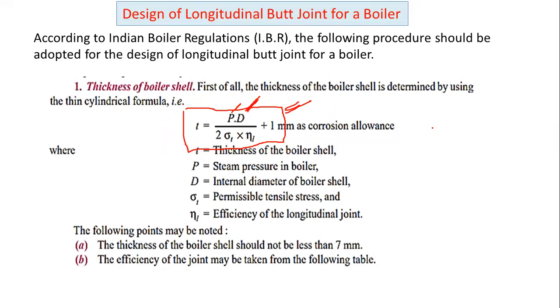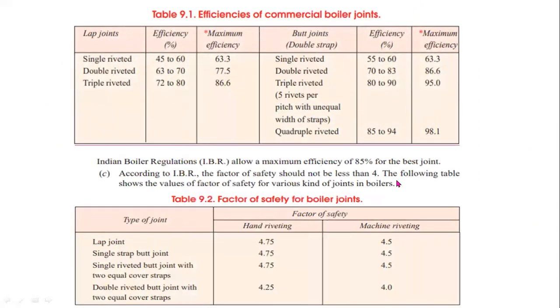Small d is the diameter of the rivet. Don't confuse, capital D is the internal diameter of the boiler. Sigma T is the tensile stress induced in the boiler plate material. Zeta L is the longitudinal efficiency of the boiler joint. 1 mm is the corrosion allowance. Now, these are the efficiencies for boiler joints. These are the factors of safety for boilers. Already we discussed in the previous class.